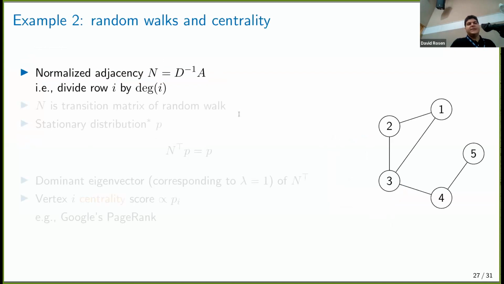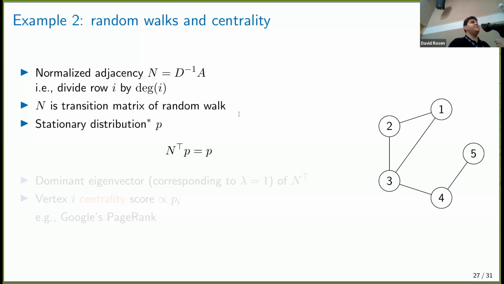So I'll skip the second applications because we are 10 minutes behind, but maybe I can quickly go through that. If you take the adjacency matrix, you normalize it by dividing each row of the matrix by the degree of the corresponding vertex. It gives you the normalized adjacency. And if you've seen Markov chains and random walks on graphs, this is essentially going to be the transition matrix of a simple random walk for the graph.